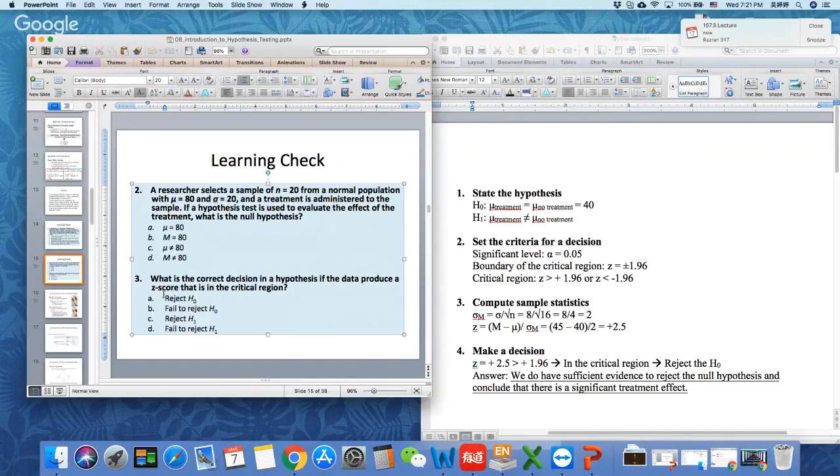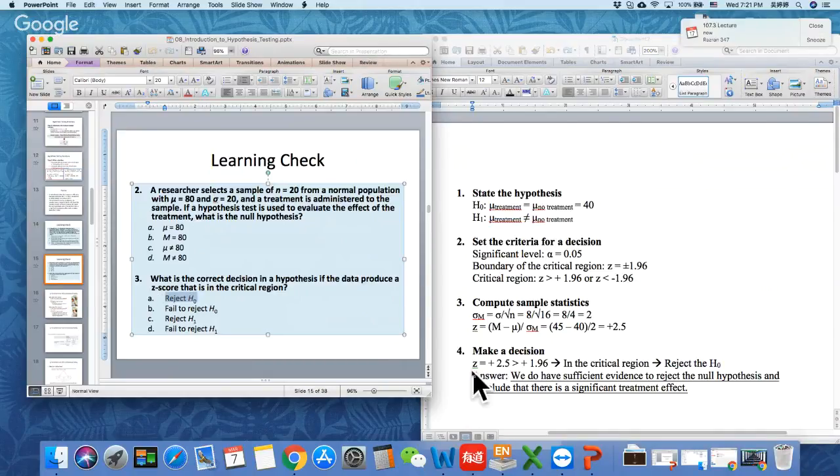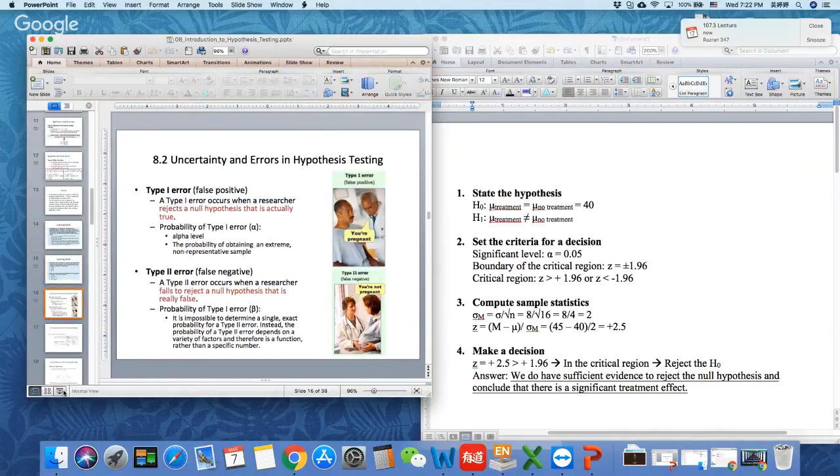Right. And what is the correct decision in hypothesis testing if the data produces a z-score that is in the critical region? If it is in the critical region, we know we reject the null. It's step 4 of hypothesis testing. So A is the correct choice. Right. Let's continue.